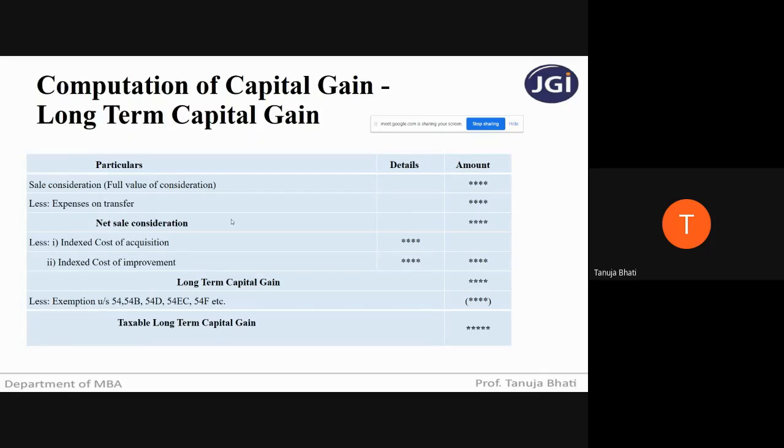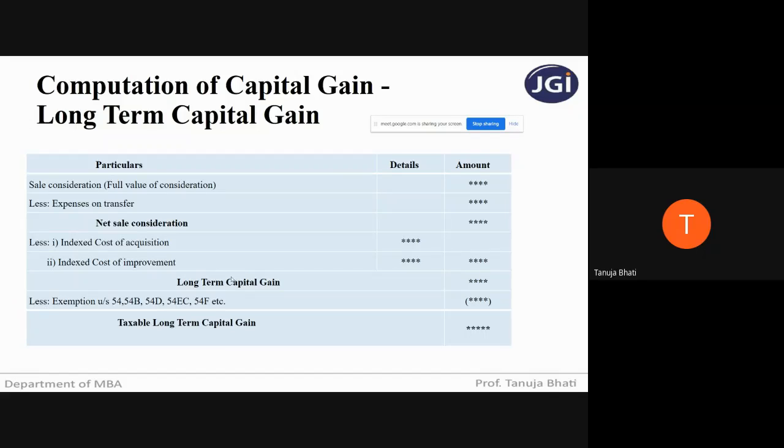But the format remains the same as in case of computation of short-term capital gain. But instead of using cost of acquisition, we will use indexed cost of acquisition. And instead of using cost of improvement, we will use indexed cost of improvement. Now, what is the meaning of these two? Let us understand. First, as I told you, the format remains the same as we compute the short-term capital gain, like sales consideration, that is full value of consideration, less expenses on transfer, you get net sale consideration. From that, you have to deduct indexed cost of acquisition, indexed cost of improvement, you get long-term capital gain.